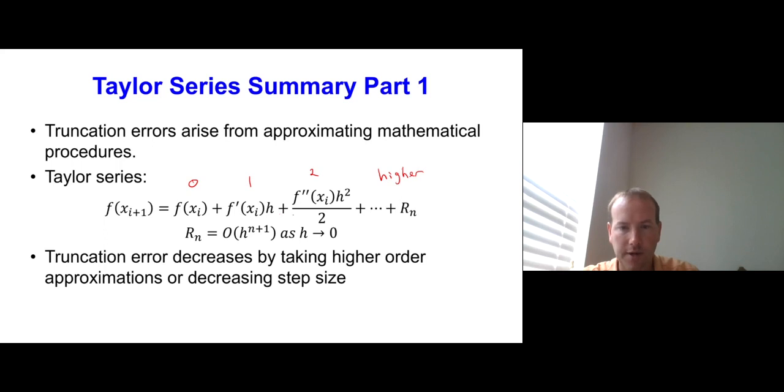And so there are two ways of decreasing our truncation errors. First, we can take higher order approximations, right? That means to take higher n, or we can take a decreasing step size, which means a smaller h. And either of those would be effective at decreasing our truncation error.